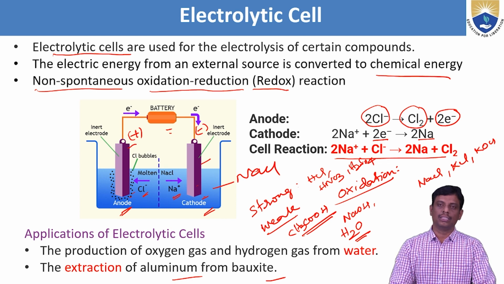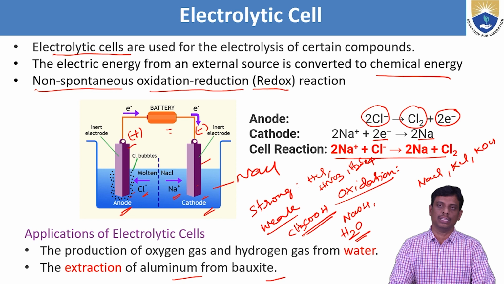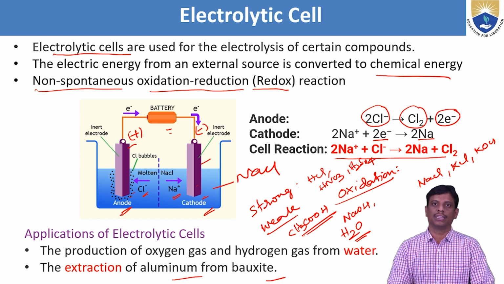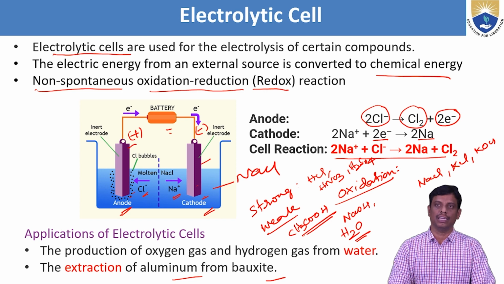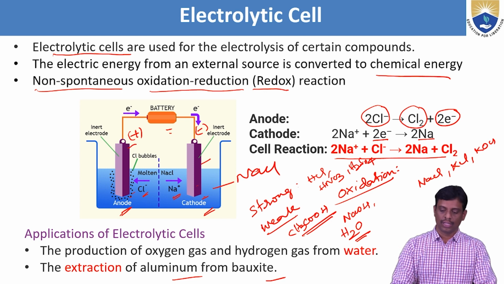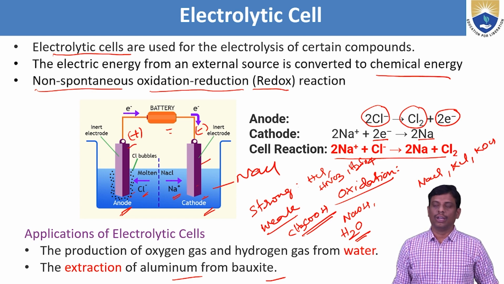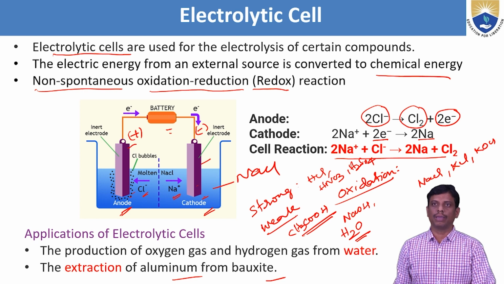In an electrolytic cell, non-spontaneous oxidation reduction reactions take place. When a non-spontaneous reaction is involved, the chemical reaction cannot convert to electrical energy by itself. There are so many advantages of this electrolytic cell. Now we are going to the electrochemical cell.